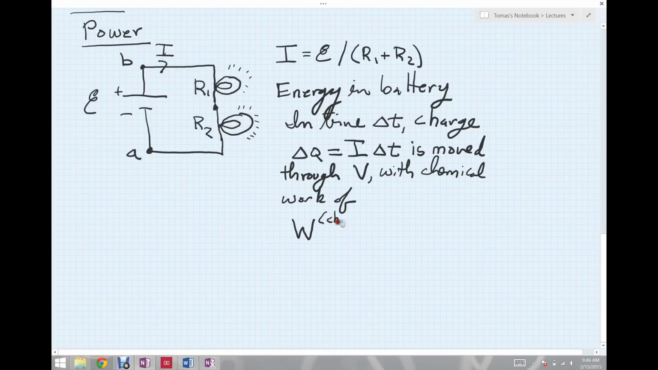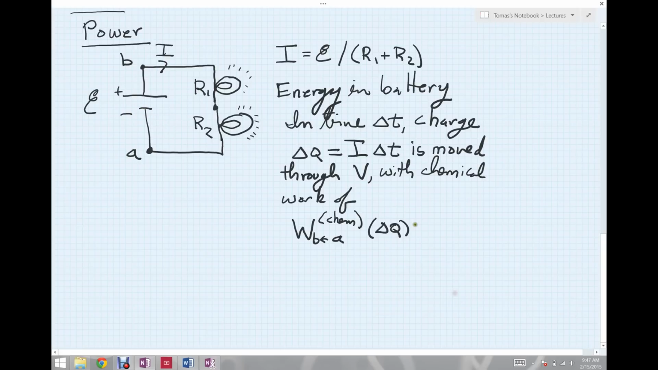This is very much like the work that one of us does, except it's not us, it's the chemical reaction. But for the accounting, you can think of the chemicals as us putting energy into the system. That's the work that is being done when I take charges from point A to point B, and the amount of charge I'm moving here is this charge delta Q. That's how much energy the battery has done, how much work the battery has put into this system.